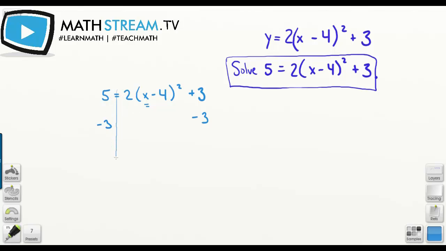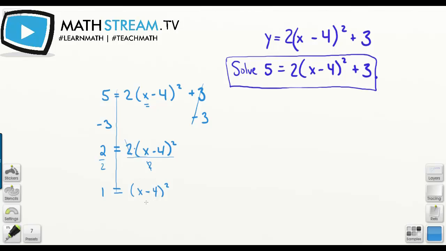If you like to put a line through the middle to keep your sides organized, you can do that. So I get 2 on the left side equals 2 times x minus 4 squared, all that stuff, and then those cancel. So one layer is removed. Next, I have a 2 that's being multiplied. That's the next layer down. I can divide by 2, which gives me an answer of 1 equals, now these are going to cancel. So I get x minus 4 squared.